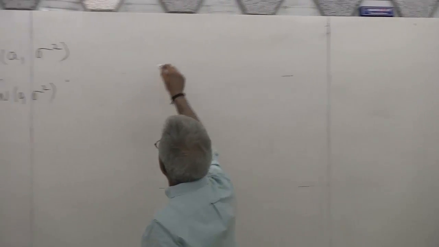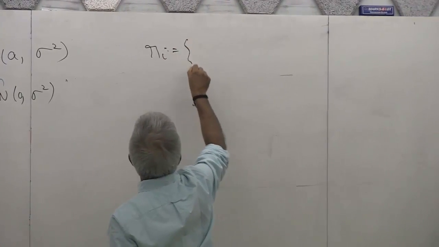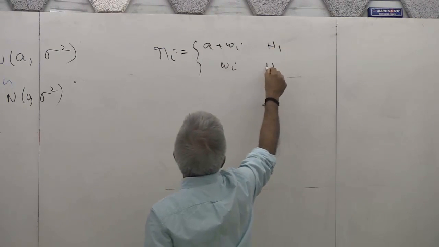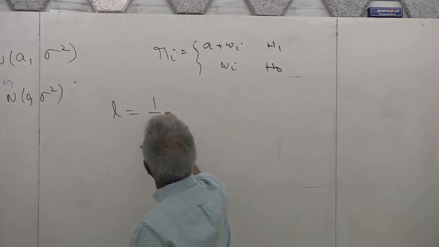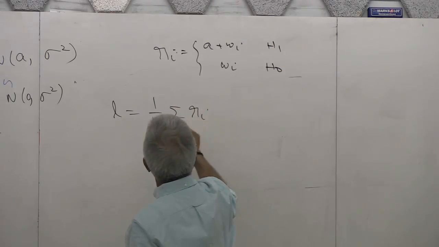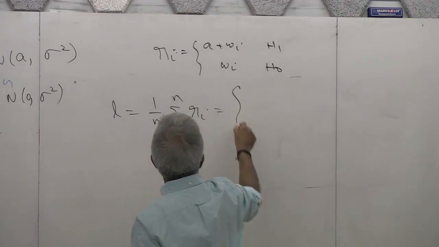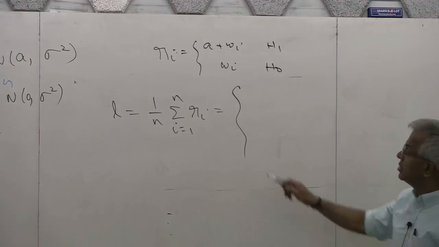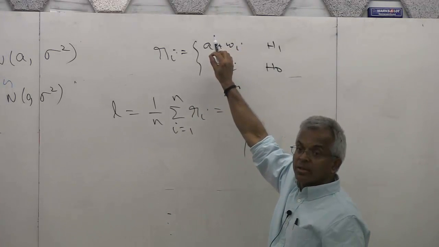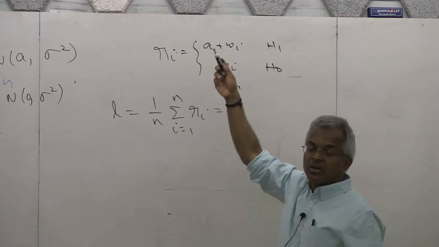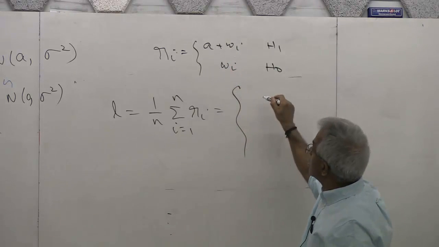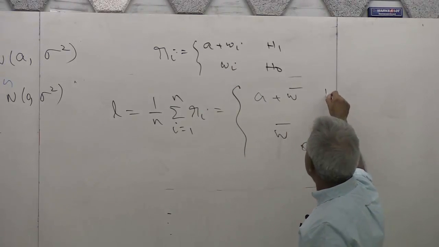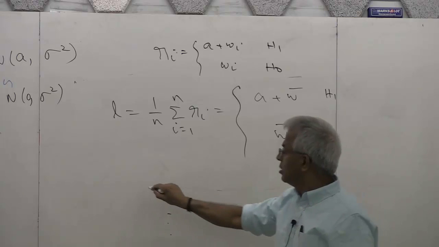So remember, R is of the form, each Ri is A plus Wi or Wi under H1 and H0, and L we figured out to be this, right? So what will be the L under the 2 hypotheses? Look what L is, you're adding everything. So if you add A n times and divide by n, what do you get? You get A plus some W bar, and here just W bar, right? Under H1 and H0.